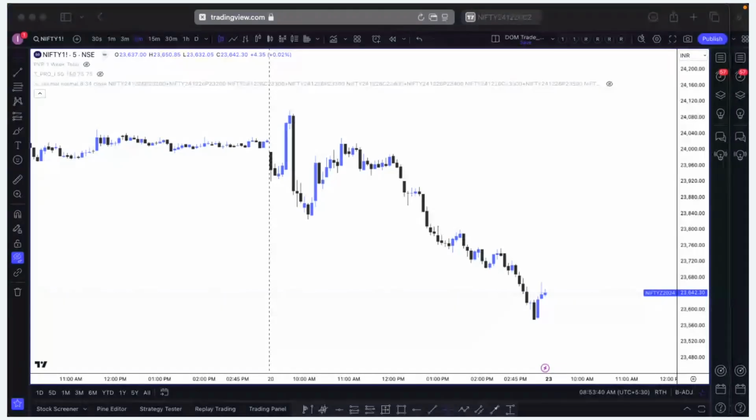So today, what we're trying to do is show you an indicator which we are using in our community for execution of your trades.